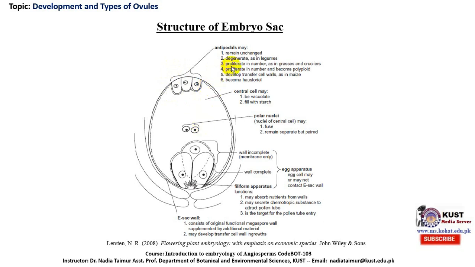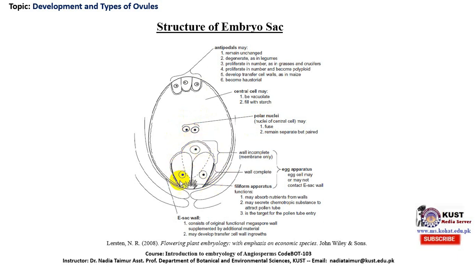The antipodal cells either remain unchanged, or they degenerate, or they proliferate in number, or they develop transverse cell walls as in maize, and sometimes they become haustorial. The polar nuclei are present in the middle of the embryo sac; they either fuse or remain separate but paired.